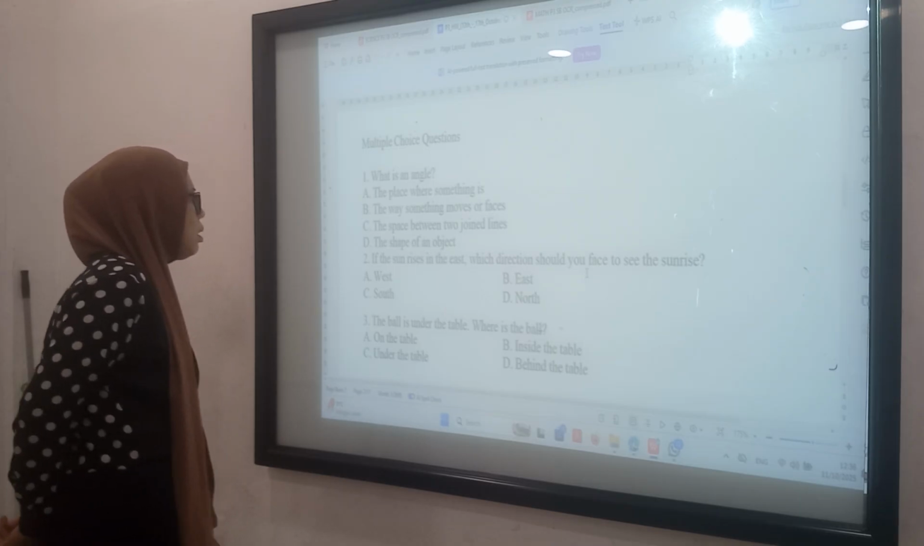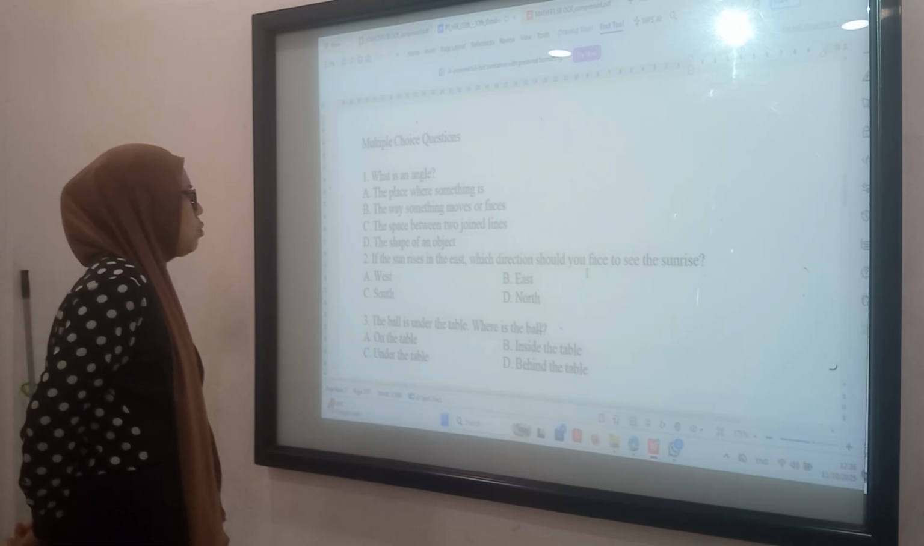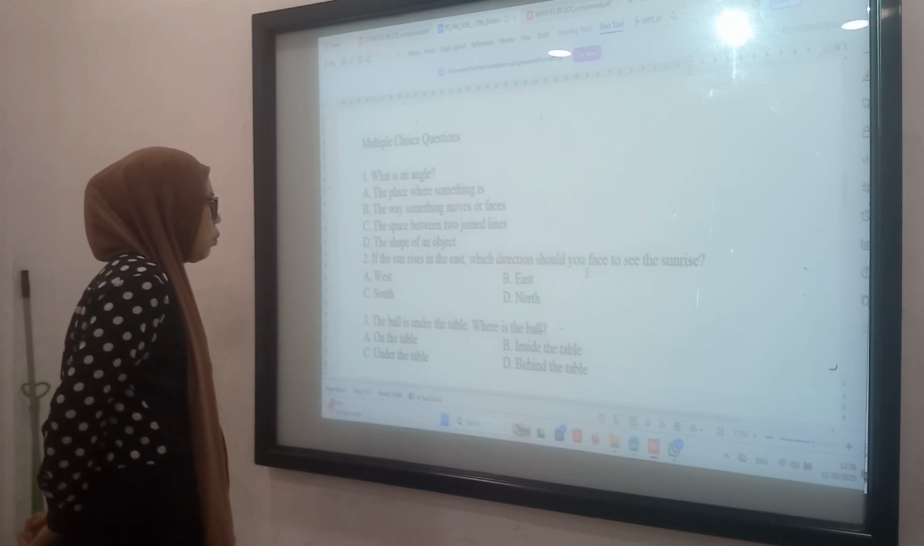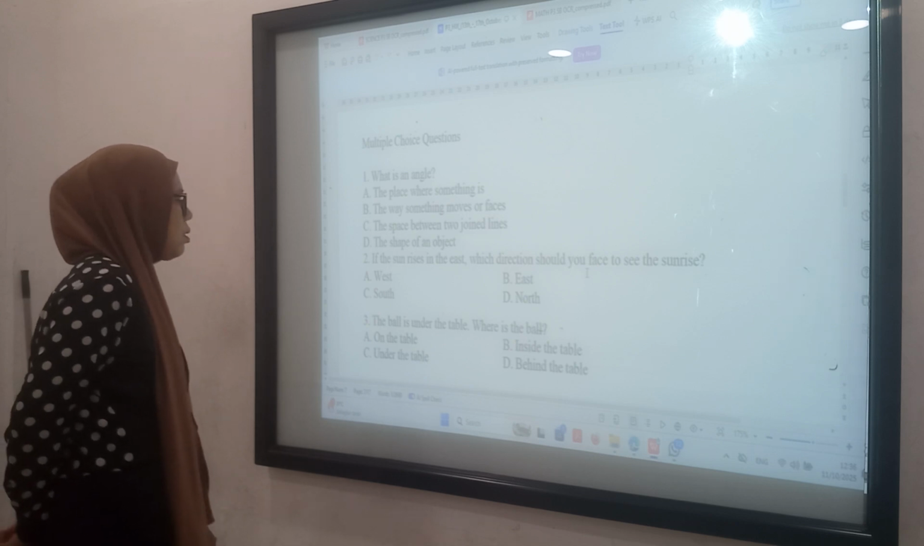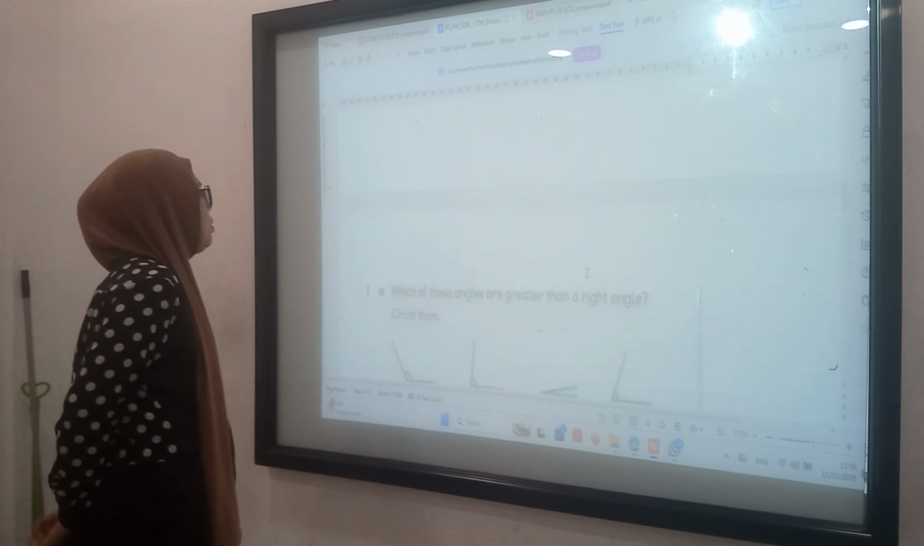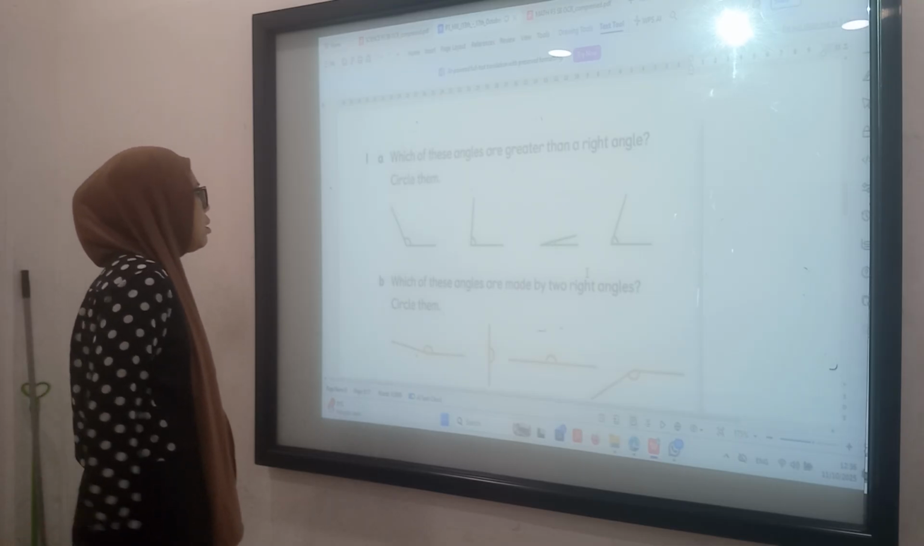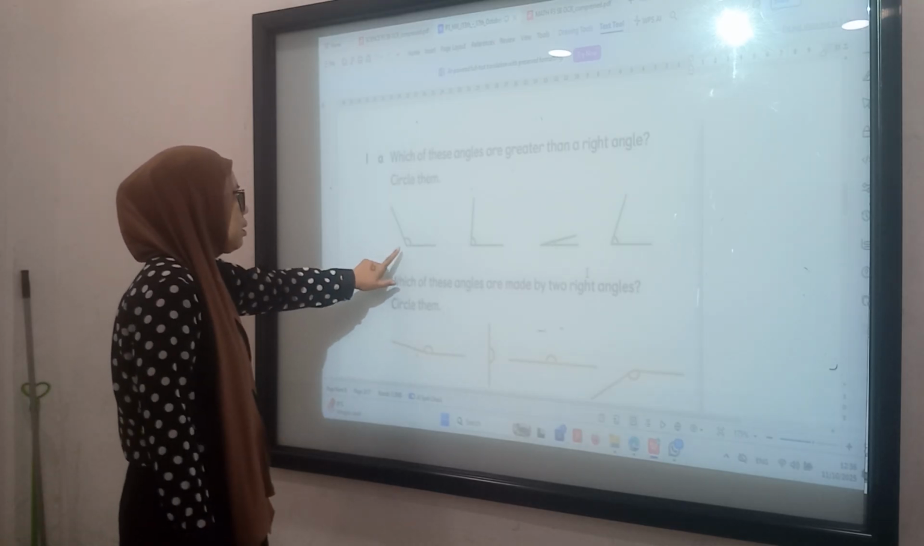If the sun rises in the east, which direction should you face to see the sunrise? The answer B is the ball is under the table. Where is the ball? It's under the table. Okay. Which of the angles are wider than the right angles? The answer is this.